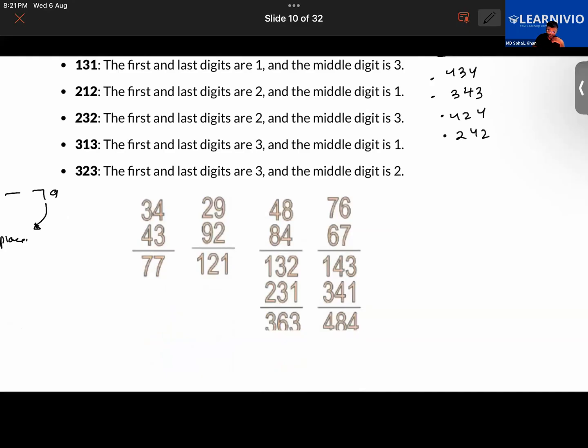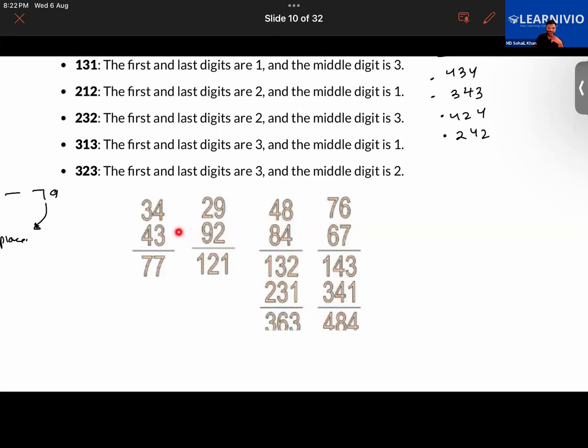Then look at some more interesting patterns here. In this one, you have written a number, then you reverse it and add it, so you get a palindrome. Like 48 plus 84 gives you 132. This one is not a palindrome, so we reverse it once again: 132 plus 231, we got 363. Then 76 plus 67 gives you 143, and then 143 plus 341 gives you 484.